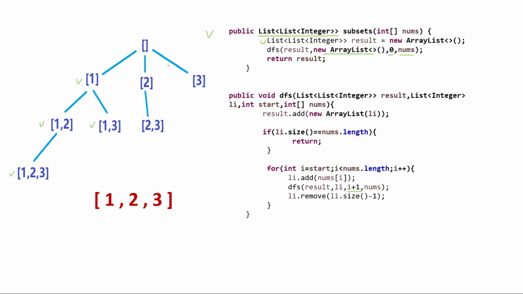So now if I go through this, you can check here, after entering into the function, I am collecting it as a result. So result dot add new array list. First this blank array will be collected as a result. Then what is the end condition of this recursion call, or base condition you can say? If the list size is equal to the numbers size, that means 3, then we have to return.